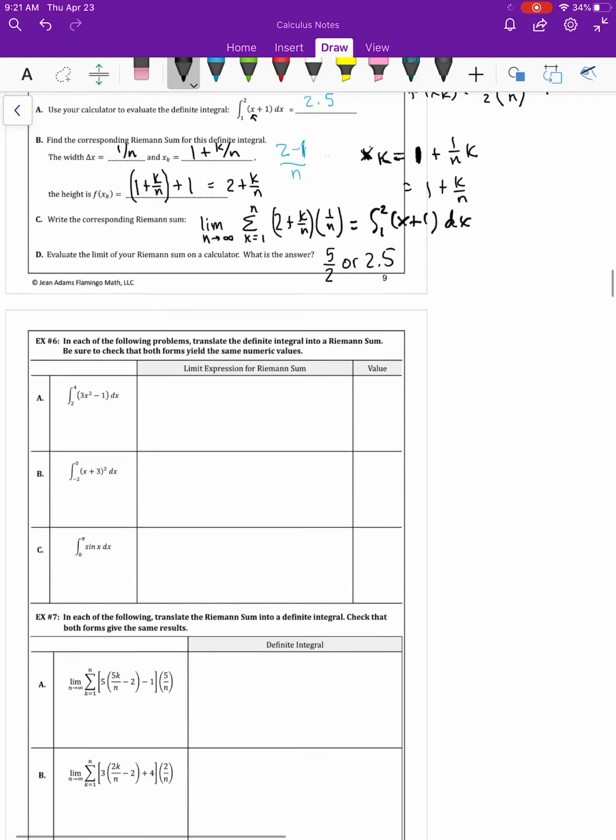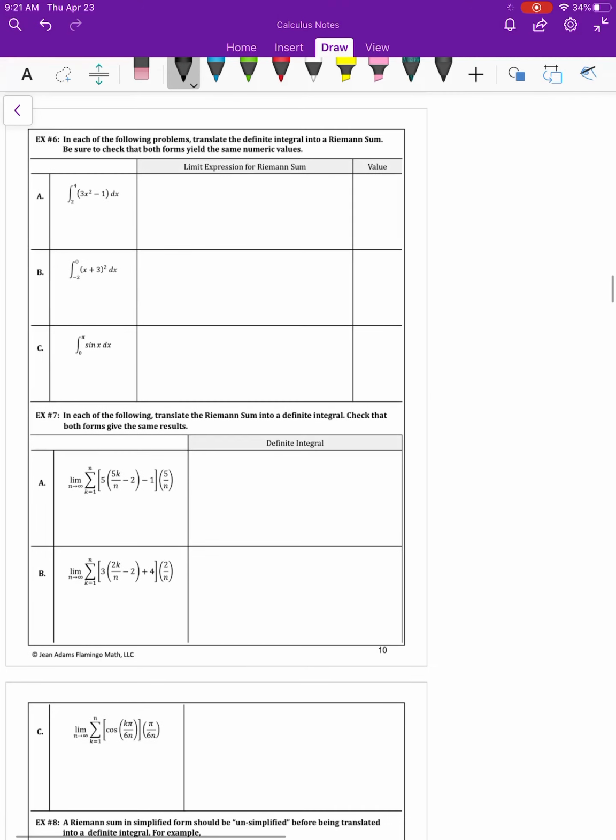I don't think that your TI-84 does it either, but you can do it on my TI-Nspire, and when I did that, I got 5/2, which is the same thing as 2.5. So in this example, you're proving that this would be exactly equal to your definite integral. On this iPad, I don't have my teacher software for CAS, or I would show it to you. So don't worry about that one.